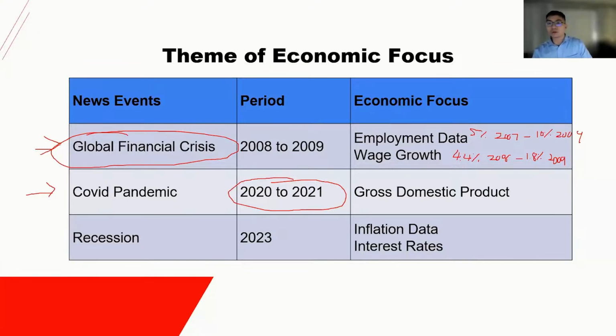Overall, governments and central banks around the world responded to the pandemic by implementing fiscal and monetary policies to support their economies. Many countries introduced economic stimulus packages, and central banks lowered interest rates to encourage borrowing and spending. Right now we have the 2023 recession that is coming up, so we'll be focusing on inflation data and interest rates.